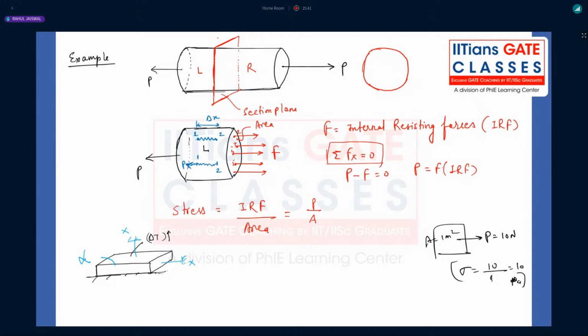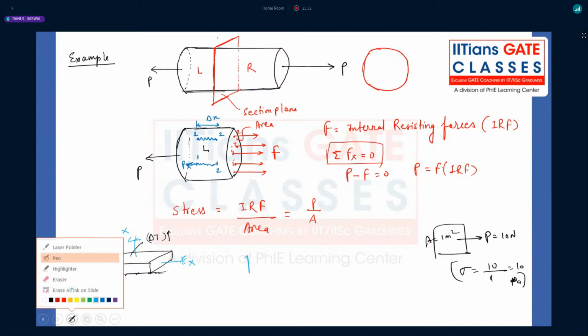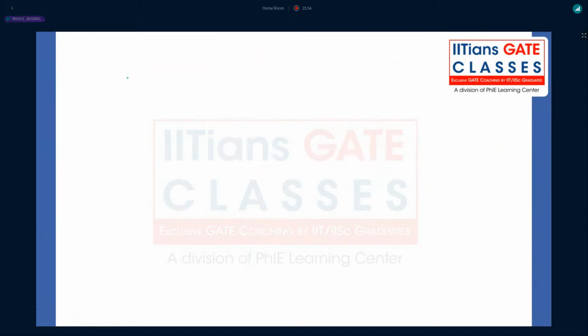From where will the internal resistant forces basically be suppressed? Suppose a body is there. I'm just taking two cases, for example. In example number one, a body is placed with fixed support, having a length L and diameter D. What you are doing is just increasing the temperature of the body. What will happen?